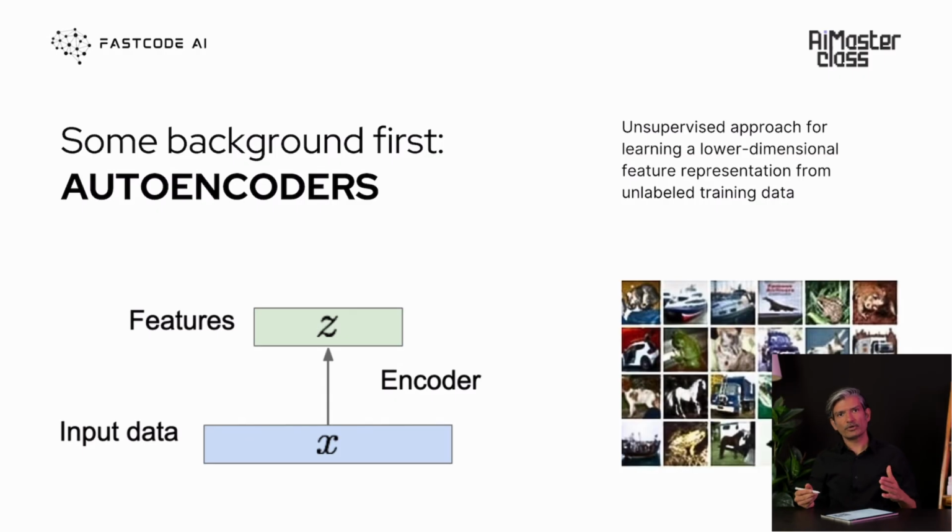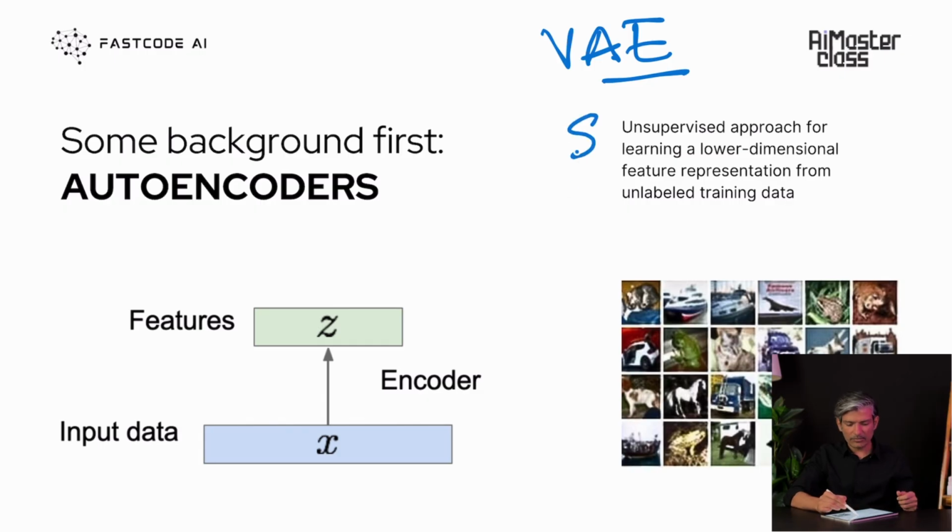So, having spoken about GANs, now let us quickly talk about another interesting family of generative models, which is still very widely used today, which are called variational autoencoders. And it's very easy to understand because we've already spoken about autoencoders. Just a quick reminder, we discussed autoencoders when we were talking about self-supervised, unsupervised approaches for learning lower dimensional feature representation from unlabeled training data.